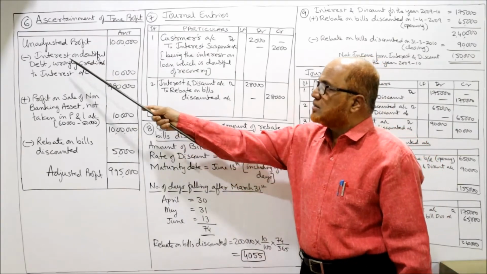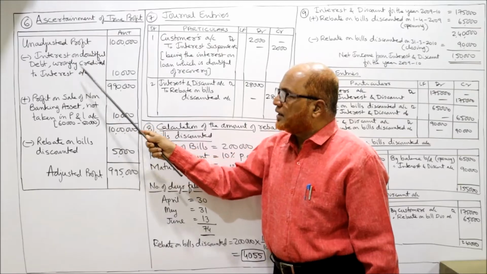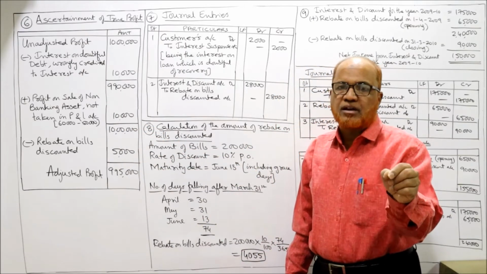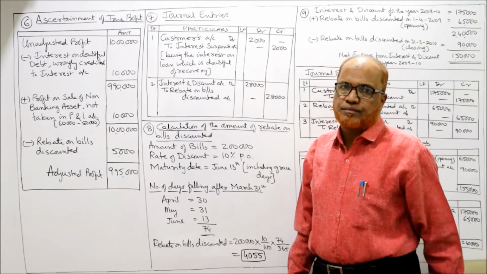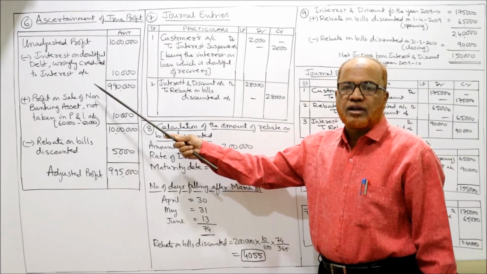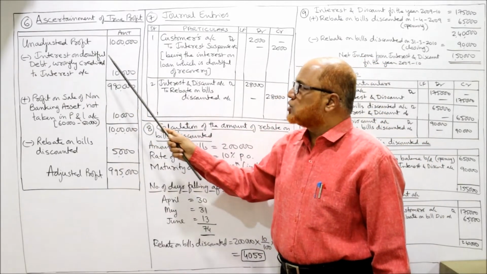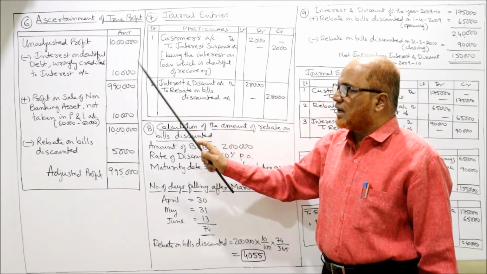Now we subtract it. Minus interest on doubtful debt wrongly credited to interest account. Actually, it should not have been credited to interest account. It should be credited to interest suspense account. क्योंकि इंटरेस्ट को क्रेडिट कर दिए, प्रॉफिट बढ़ गया तो हम प्रॉफिट को माइनस कर दिए. 10,000 rupees we have deducted. तो 10 lakh minus 10,000, 9 lakh 90,000.